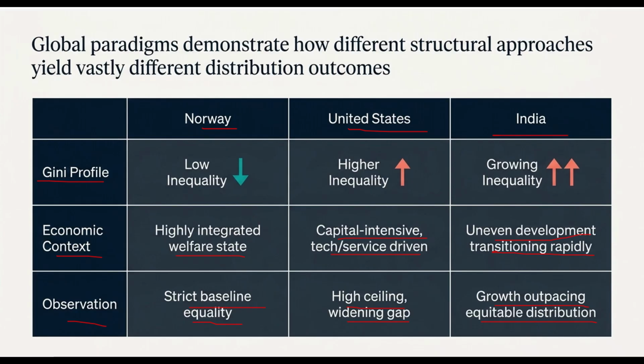So Norway represents a low inequality model because of its strong welfare system and government support programs. Wealth is distributed more evenly across the society, right? But as for United States, it shows higher inequality due to its capital intensive and market driven economy. While there are many opportunities for wealth creation, the gap between rich and poor is very large. And for India, it represents a developing economy with growing inequality. Rapid economic growth has improved many sectors, but equal distribution of wealth remains a challenge. Okay, so these examples show how different economic systems and policies produce different inequality outcomes. Clear?